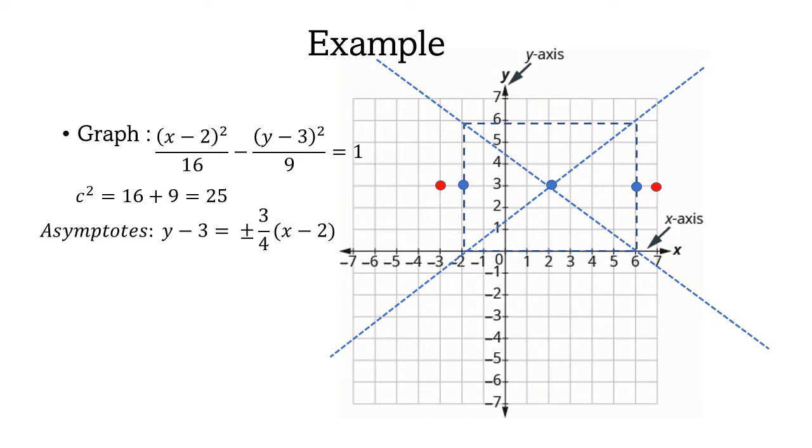Now keep in mind the equation of the asymptotes. Notice, because the y is shifted and the x is shifted from the origin, we still have b over a, but we don't have the origin anymore. So notice the y minus 3 and the x minus 2. So now let's draw the hyperbola.